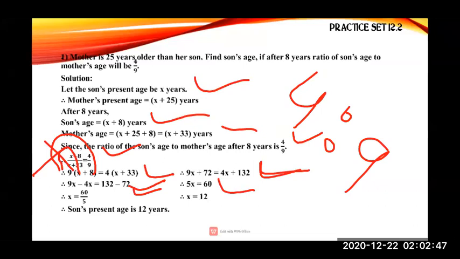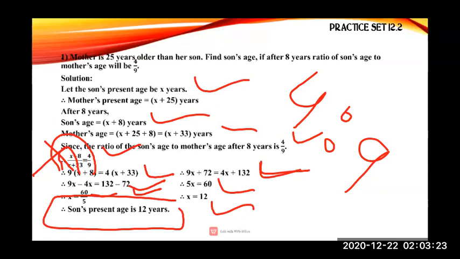132 minus 72, it becomes 60. So here we will take x on one side equal to 60 upon 5. So in 5 table, 60 is coming 12. So x equal to 12. The x means whose present age? X is our son's present age. So the son's present age is how many years? 12 years. That only we have to find. We have to find the son's age. So the son's present age is 12 years.